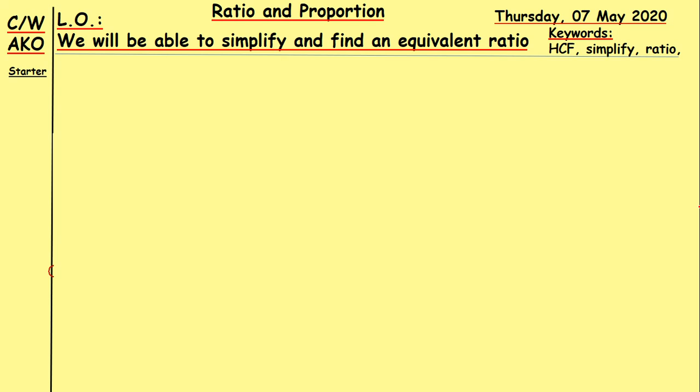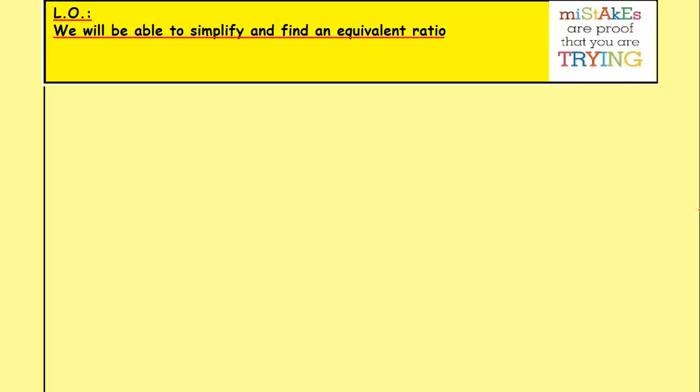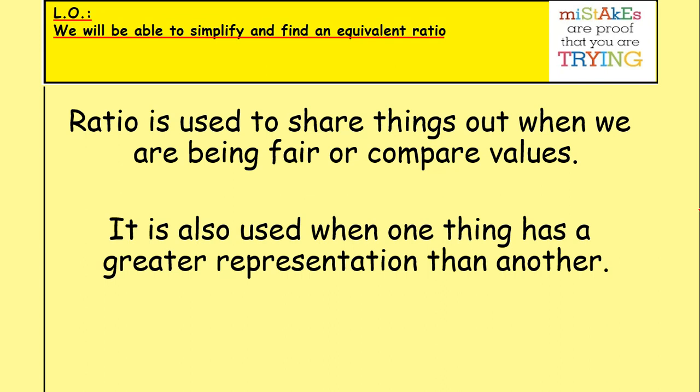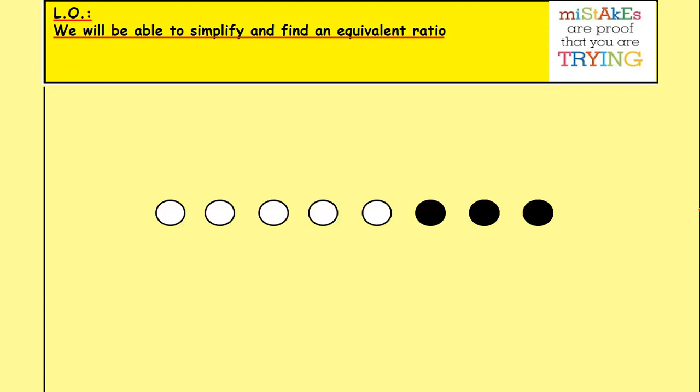Hi there, we are going to learn about ratios today and how we simplify them. So let's see the definition first. Ratio is used to share things out when we are being fair or compare some values. It is also used when one thing has a greater representation than another. So let's see an example.